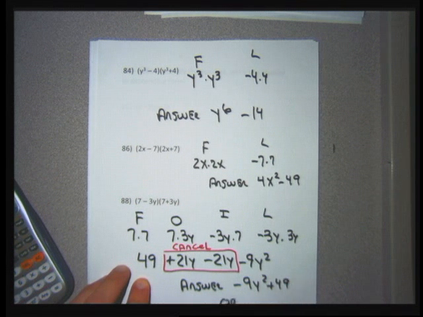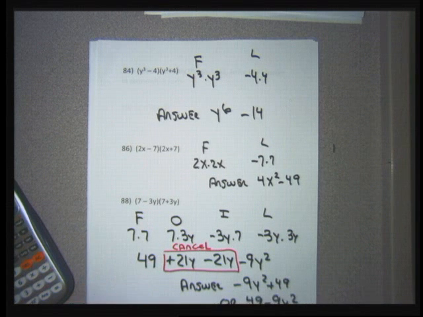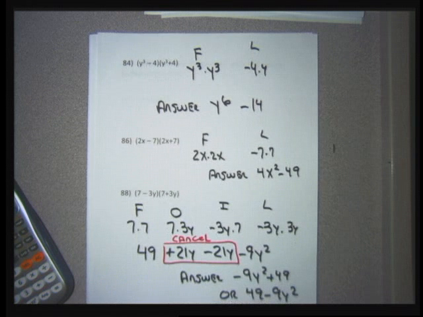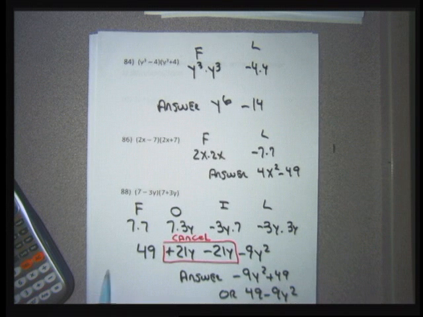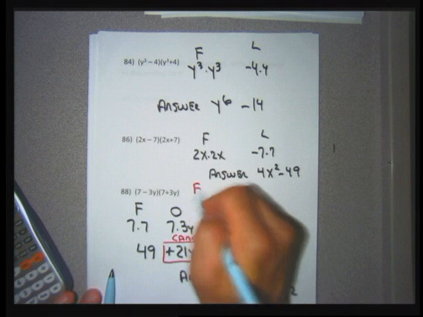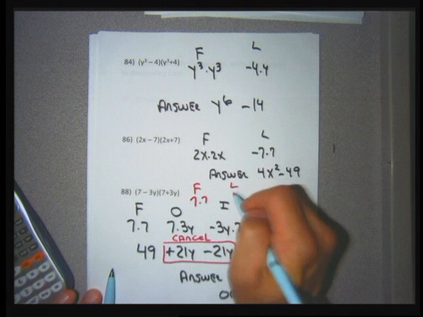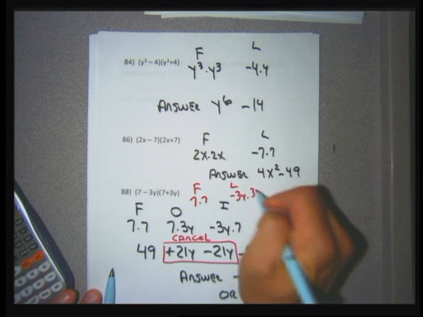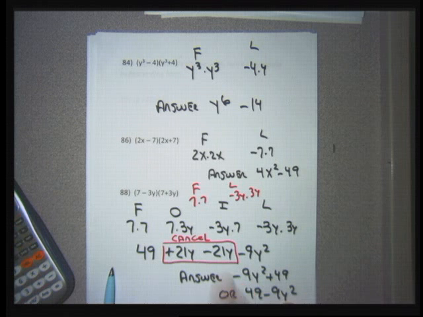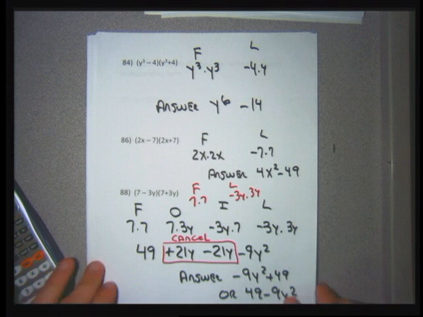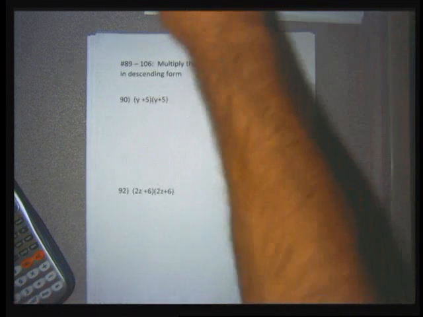Had you written 49 minus 9y squared, I'd be completely content with that as well. But I should have on 88 just done firsts, 7 times 7, lasts, negative 3y times 3y. That would have taken me to 49 minus 9y squared, which I could have written as negative 9y squared plus 49 with a lot less work. So we need to be efficient when we can, because sometimes the problems get a little ridiculous.